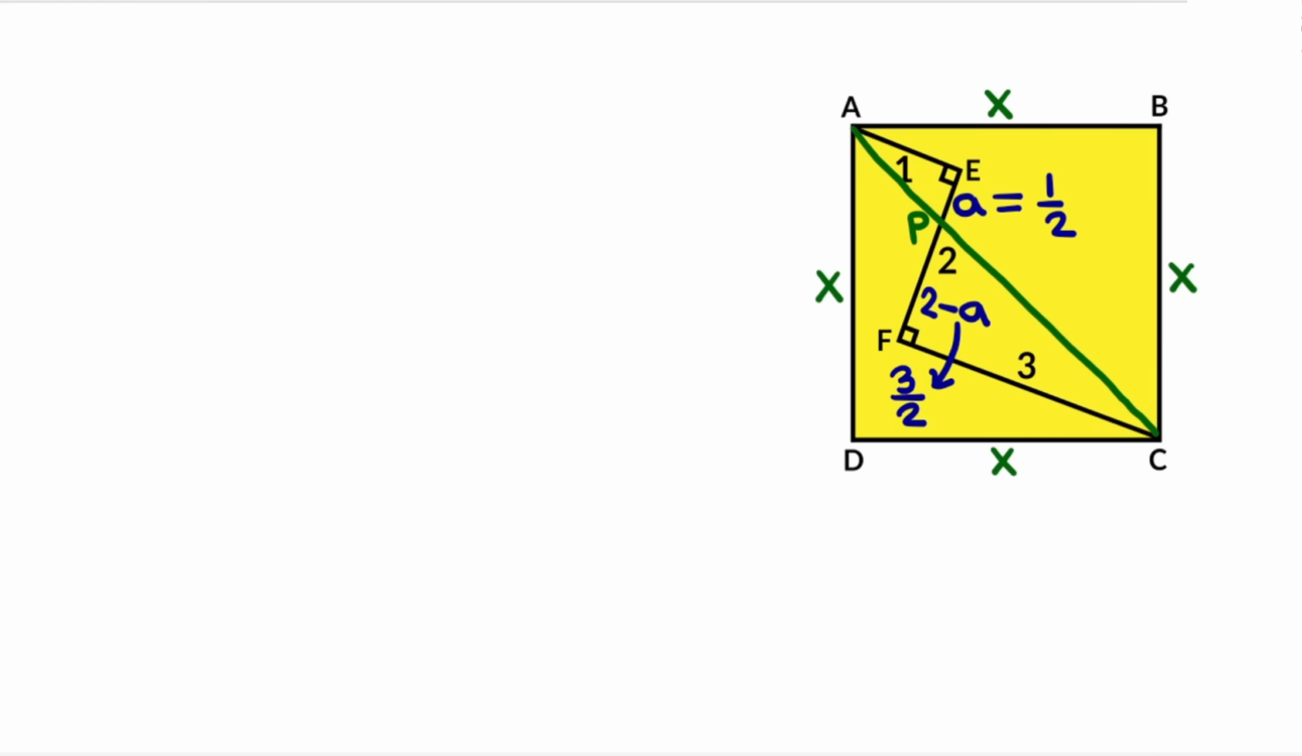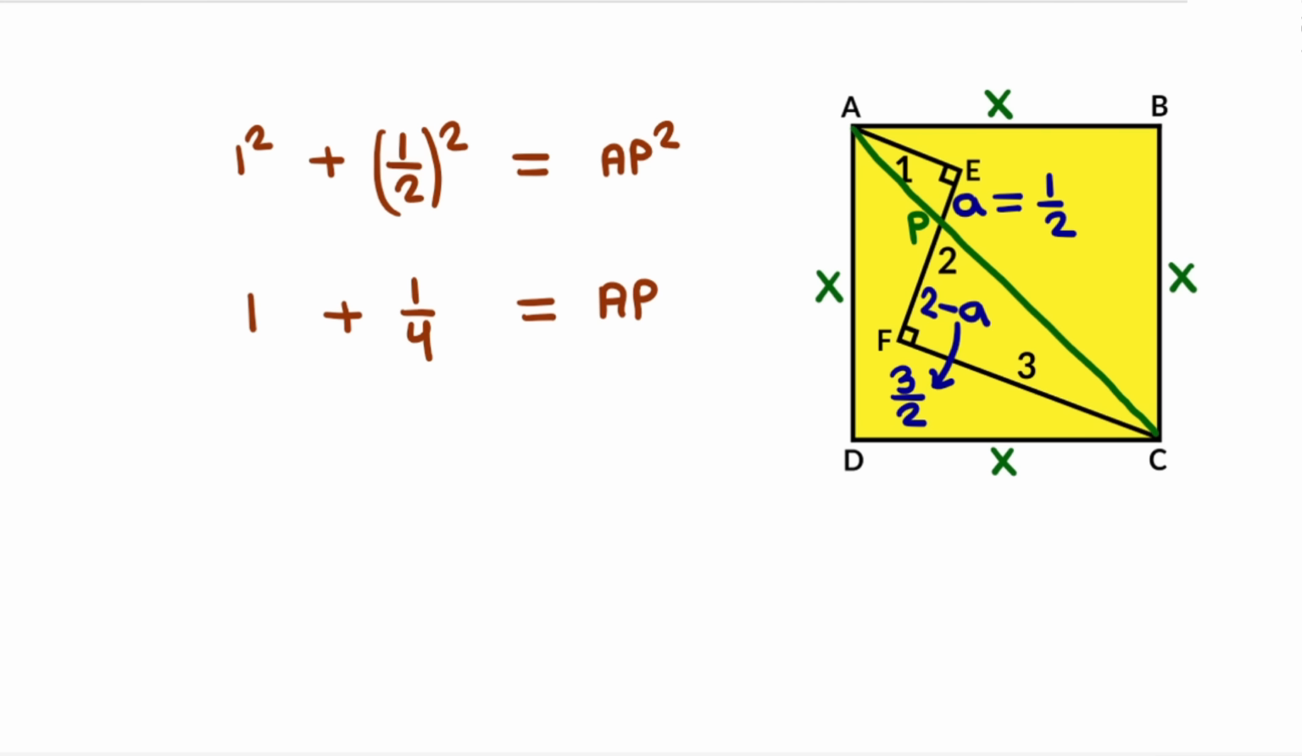Let's use the Pythagorean theorem. For the small triangle, AEP, the 2 legs are 1 and 1/2. Its hypotenuse is AP. So, 1 squared plus 1/2 squared equals AP squared. That gives us 1 plus 1/4 equals AP squared. Therefore, AP squared equals 5/4. Taking the square root, AP equals the square root of 5 divided by 2.